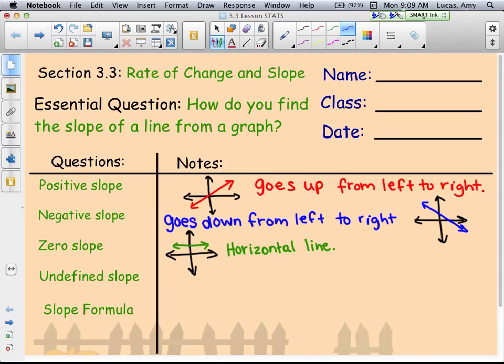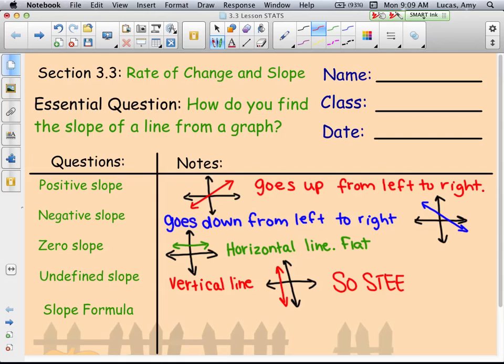The next one is an undefined slope. That would be a vertical line. And I like to think of the undefined slope as being so steep that you can't even define it. It's so steep. So it's vertical, straight up and down. It's like the maximum steepness. So horizontal is like flat, no slope, because it's completely flat. And then vertical, it's so steep that you cannot define it.